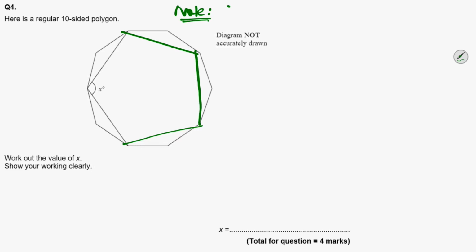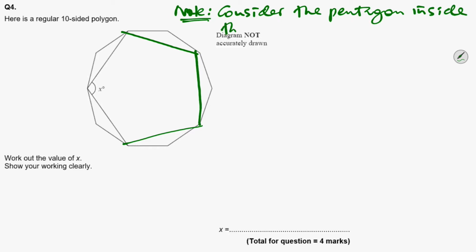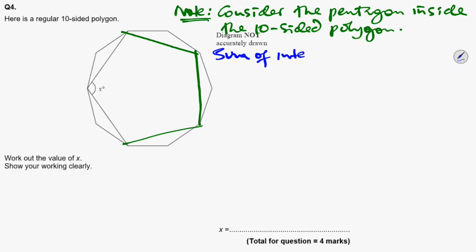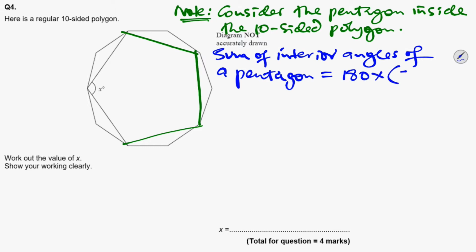So that's what I meant by consider the pentagon inside the 10-sided polygon. Now, if you consider that pentagon, we know that the sum of interior angles of a pentagon is given by 180 multiplied by the number of sides, which is 5, minus 2, which will be equal to 180 multiplied by 3, and that gives us 540.